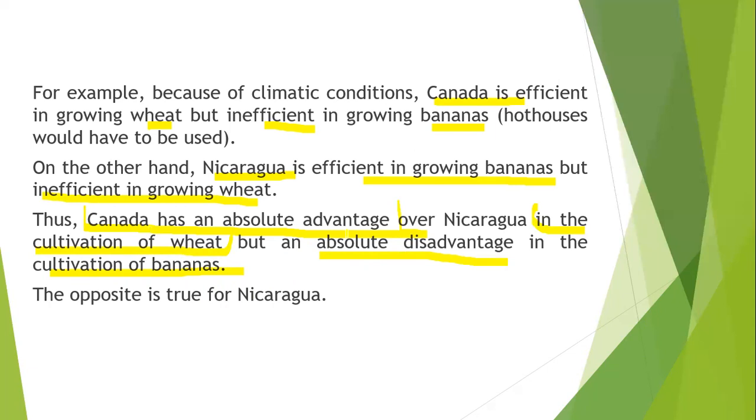So we say that Canada has an absolute advantage in the production of wheat, whereas Canada is less efficient in the production of banana. So we say that Canada has an absolute disadvantage in the production of banana. And Nicaragua is more efficient in the production of banana. So we say that Nicaragua has an absolute advantage in the production of banana, whereas Nicaragua has an absolute disadvantage in the production of wheat, because Nicaragua is less efficient in the production of wheat.